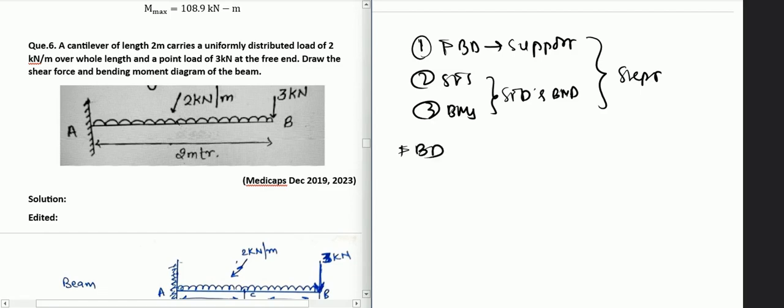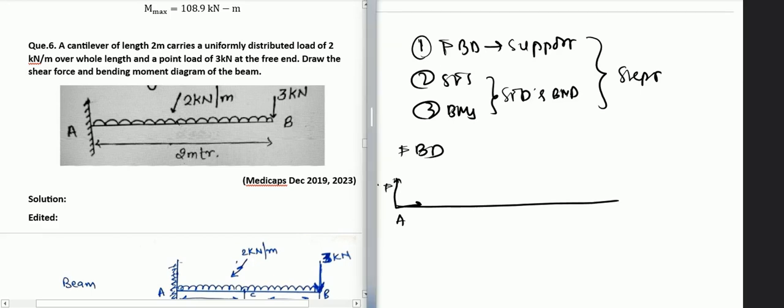As you can see, we can make the FBD by converting the UDL into a point load and now give the reactions at A. There are 3 reactions at A. Because there is a fixed support at A, there will be a Y direction force and an X direction force, let us call them FAX and FAY. And there will also be a moment, let us call this MA.